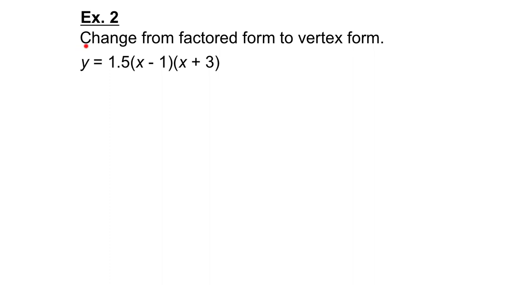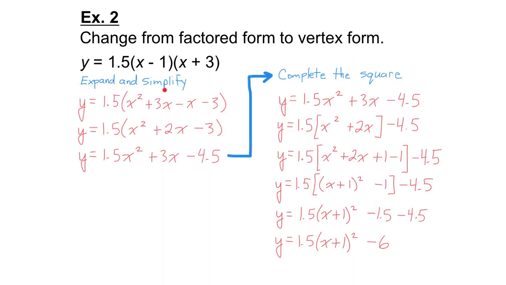And try this one. Change from factored form to vertex form. So here's the equation in factored form. Pause the video and turn it into vertex form. First, I have to expand and simplify to turn it into standard form. And once I have standard form, I complete the square to turn it into vertex form. So you can pause the video to take a closer look at this as you check your answer. And if you had any issues, you should ask for help before you move on.